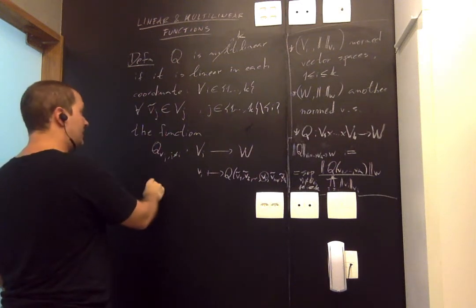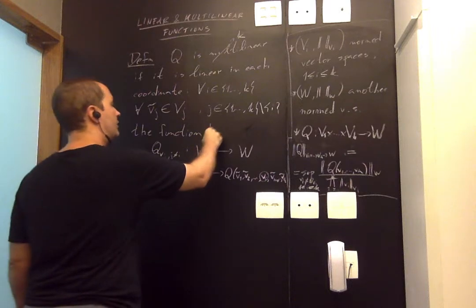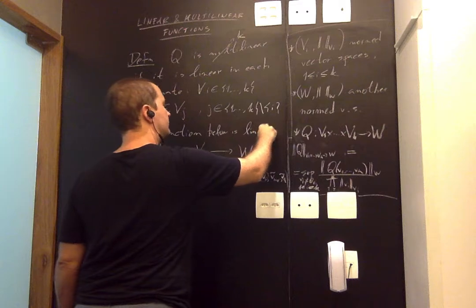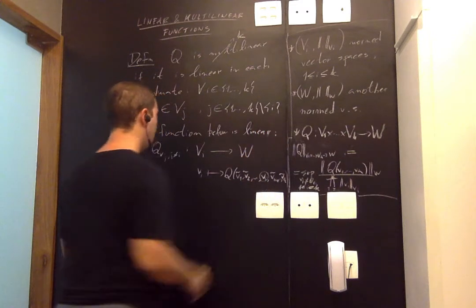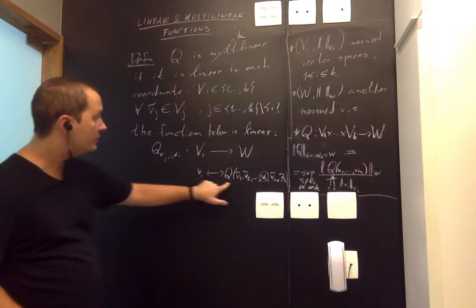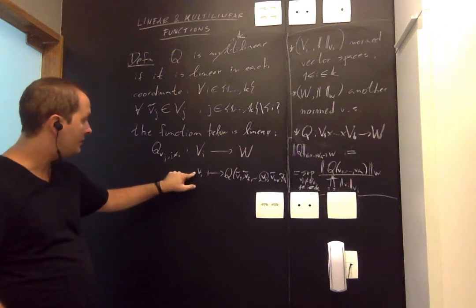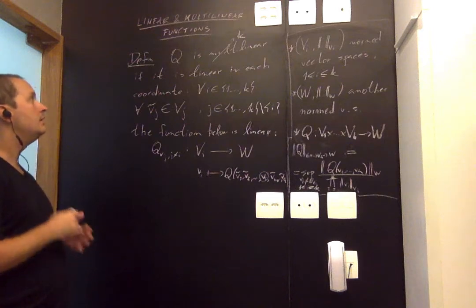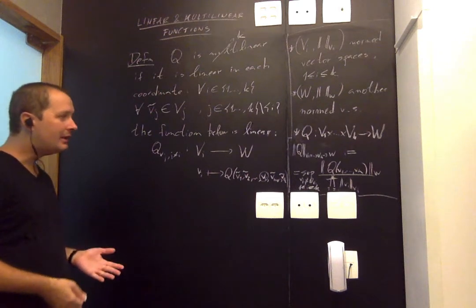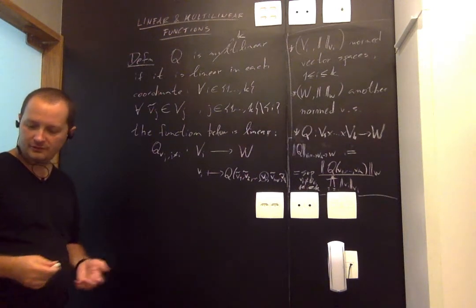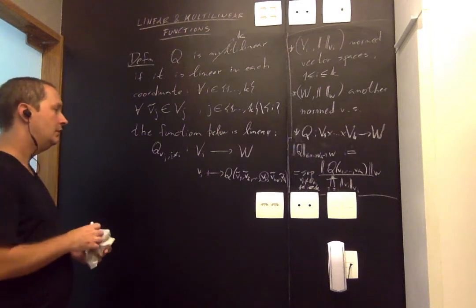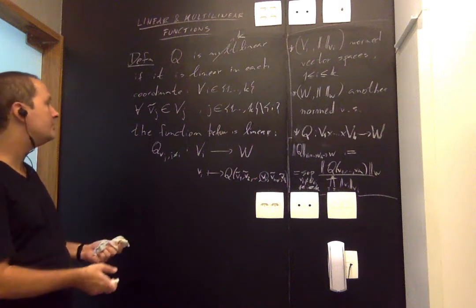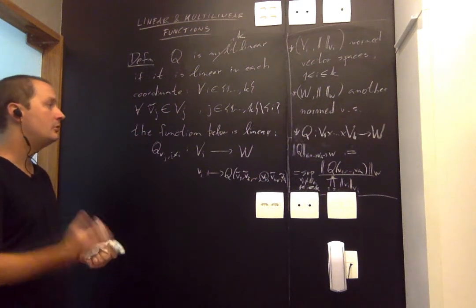multilinear means that this is linear. So the function below is linear, meaning that if I have a sum in the input, I get a sum in the output. If I multiply by a scalar here, the scalar comes out the side of Q. Okay? So this sounds like a kind of convoluted definition, which is very appropriate because we're going to be talking about convolutions, and we're going to show that convolutions can be thought of as multilinear transformations.